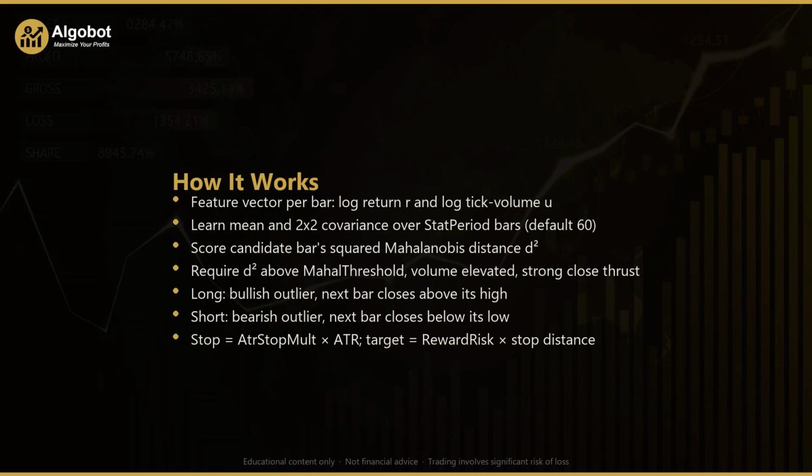The take profit is placed at RewardRisk times that stop distance, a default of 1.8 to 1. Only one position per magic number is allowed at a time, a spread filter skips unusually wide conditions, and the stop and target manage every exit.